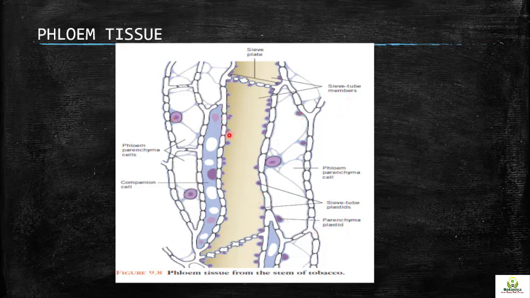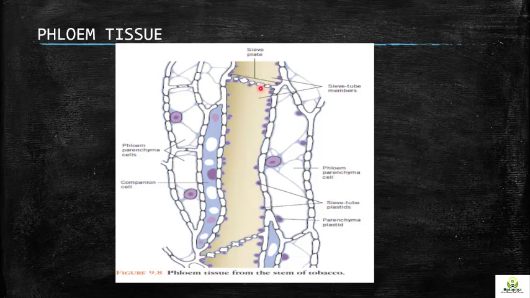So from here you can see that we have a sieve tube. This is one sieve tube element, which has walls called sieve plates because they are perforated. They contain pores, so that's why these are called sieve plates. And one interesting thing is that these sieve plates are not straight but oblique. This particular sieve plate is oblique, as well as this sieve plate. It is not straight.